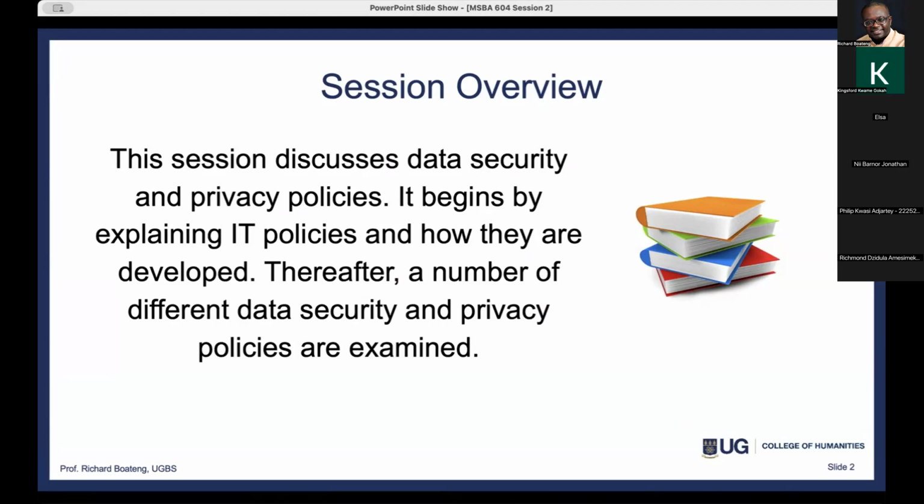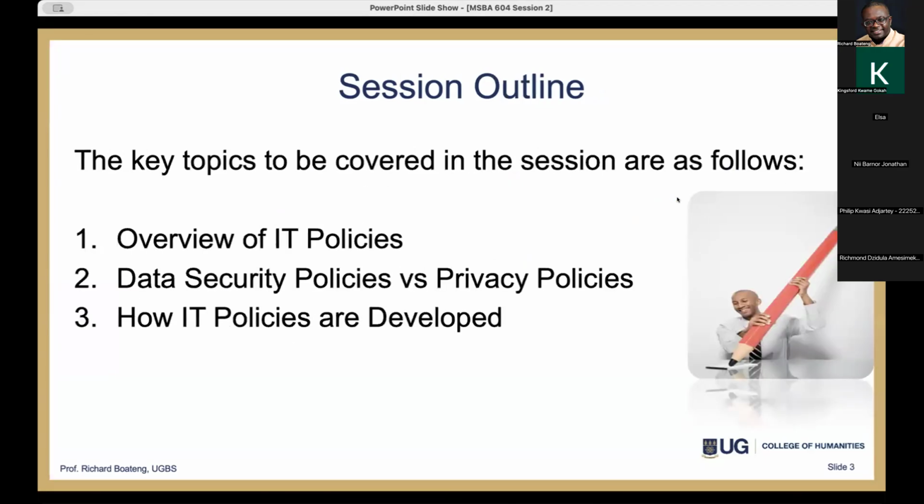We had a very phenomenal week with the other classes. I'm hoping that we'll do so today. So my session is outlined as: the overview of IT policy, data security policy versus privacy policy, and how IT policies are developed. These are the things that I'll try to cover in this particular session.